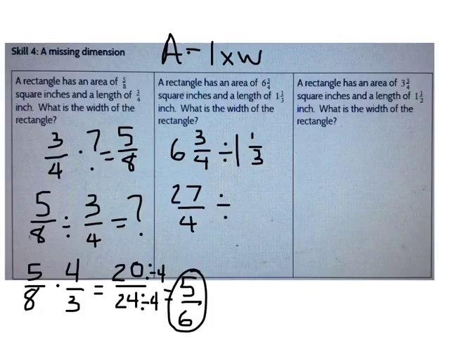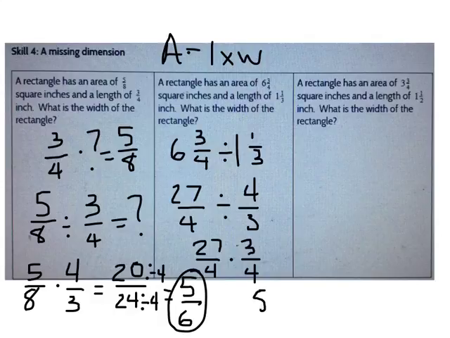How do I write 1 1/3 as an improper fraction? It's 4/3. Now I can multiply 27/4 times 3/4. What's the result? It's 81/16.